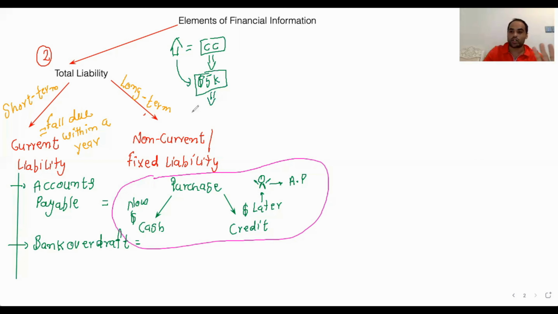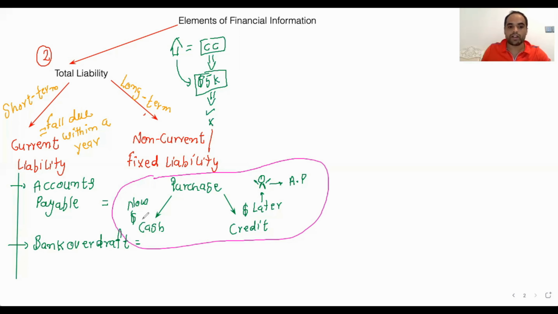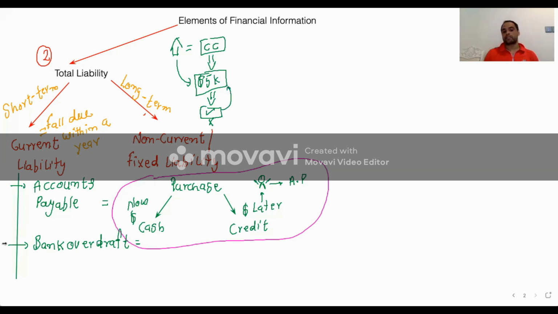If you do not return it within a short period of time, that's fine, the bank will not charge any interest. But if you take longer than the period that the bank has decided, then the bank will charge a high rate of interest that you don't like. All right, that's the meaning of bank overdraft. So what does it mean? It's your obligation to return this $5,000 back to the bank if you use it. That becomes your bank overdraft.